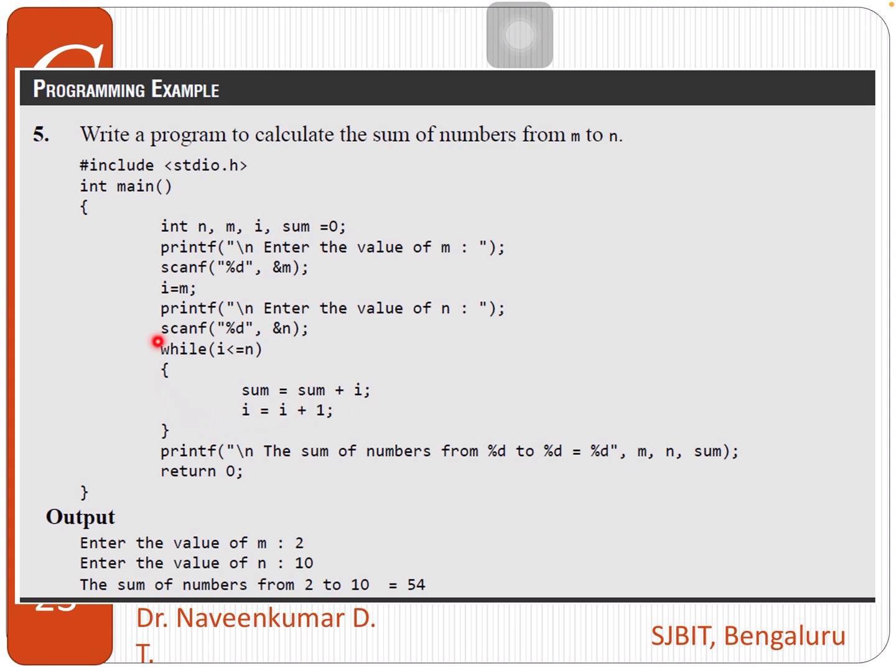So it goes on as long as the i value is less than or equal to n. When the i value exceeds n, it will not enter this loop. Finally, it comes out of the loop and prints the value of sum as 54, that is the sum of 2, 3, 4, 5, 6, 7, 8. That is 54 it has printed.